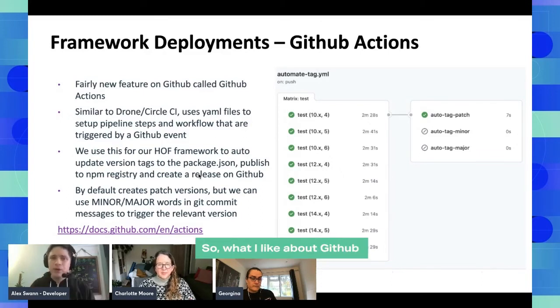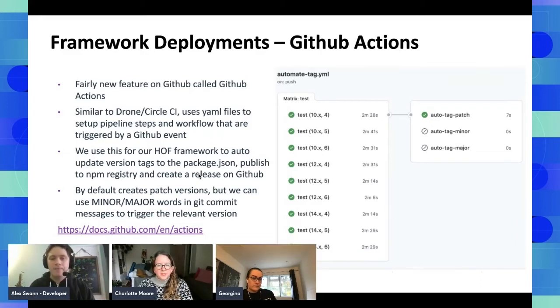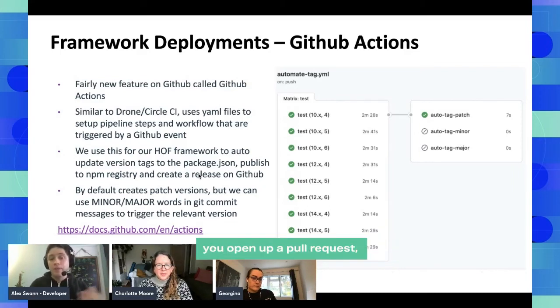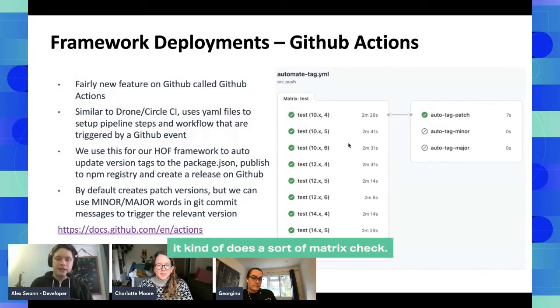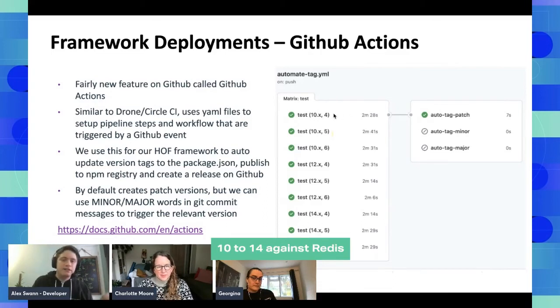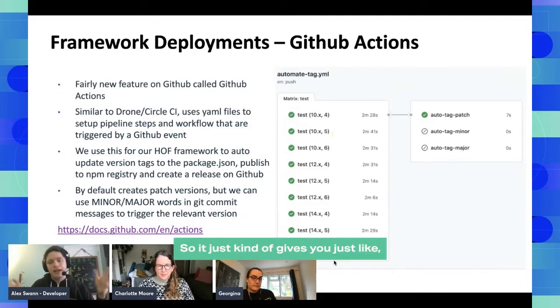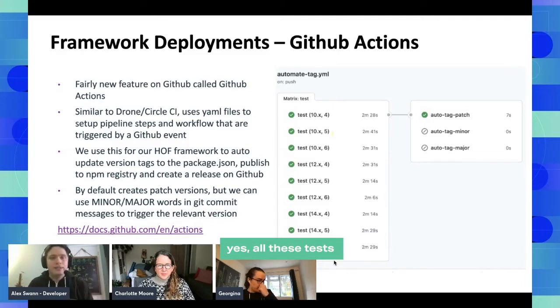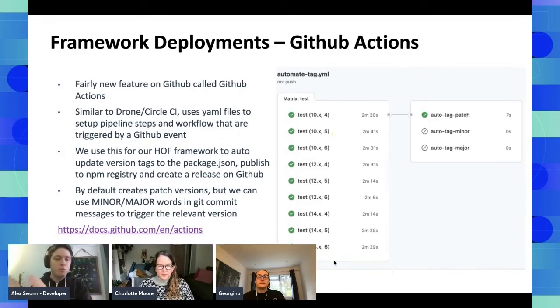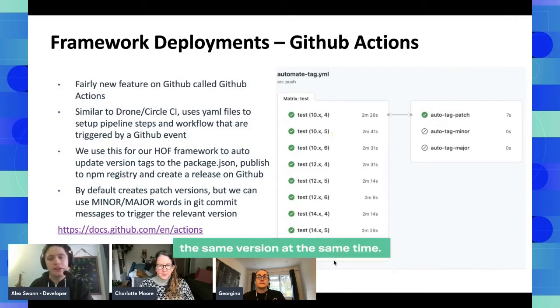So what I like about GitHub Actions is that, rather than needing a big Drone file or using Circle CI or something like that, it is just a couple of small YAML scripts in the project. Every time you open up a pull request, you can see here it does a matrix check. So this checks Node versions 10 to 14 against Redis versions 4 to 6. And there's a fair number of unit tests in the framework. So it just gives you a yes, all these tests have run successfully, but just as importantly, they've run on slightly older and newer versions of Node, in case those services don't all want to be migrated to the same version of Node at the same time.